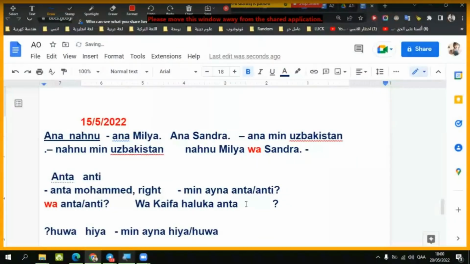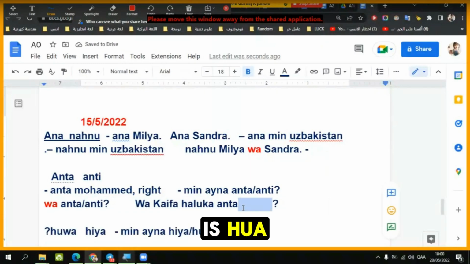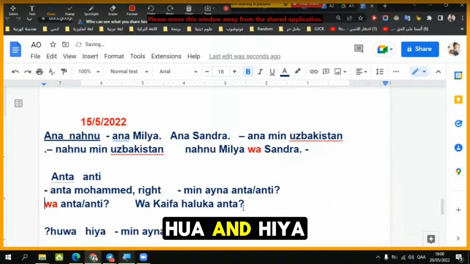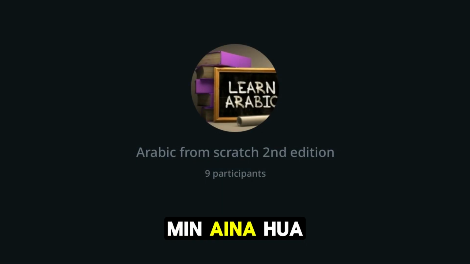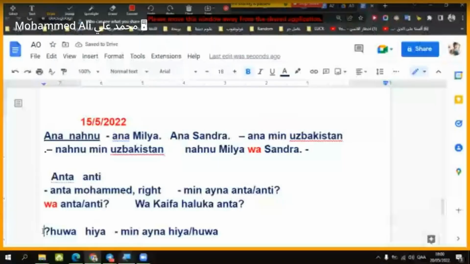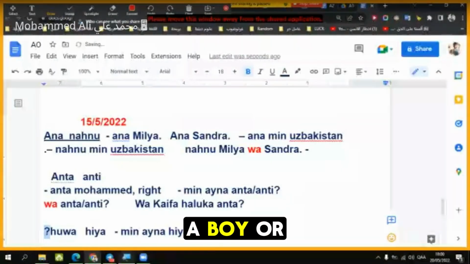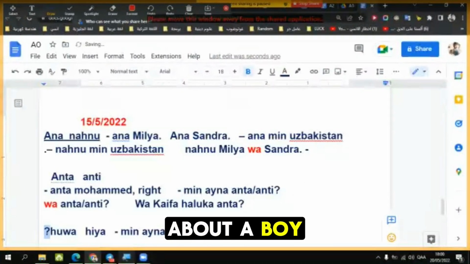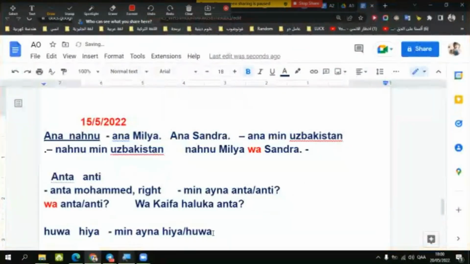We use it to confirm. And then the last two we learned are هو and هي, which means من أين هو ومن أين هي, when we speak about a boy or about a girl.